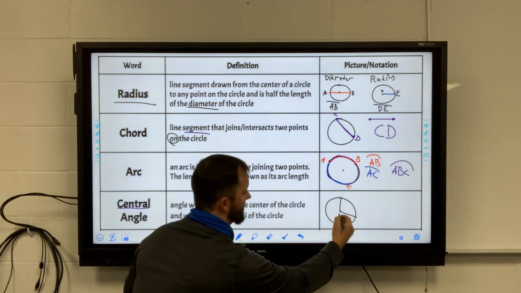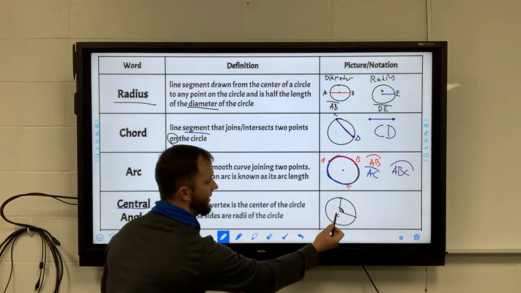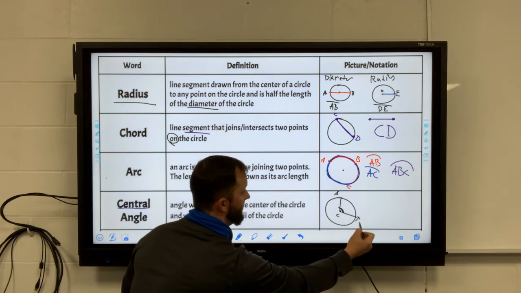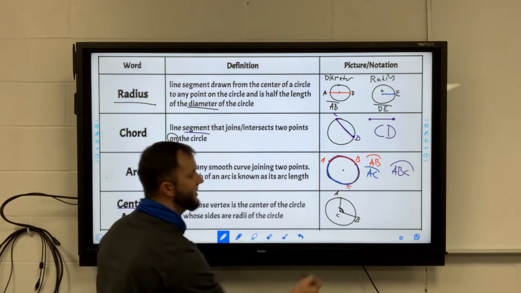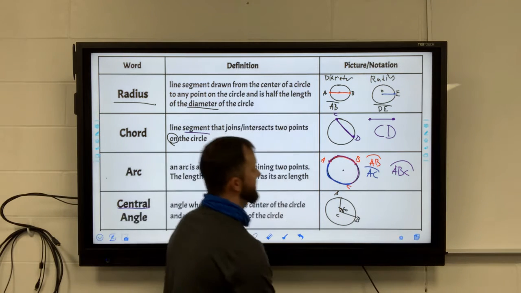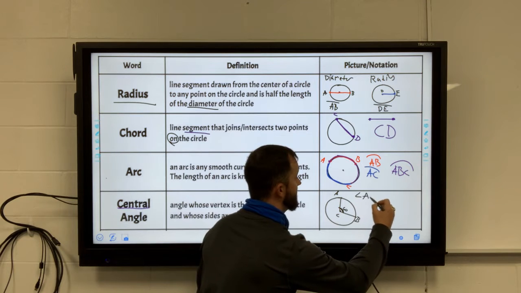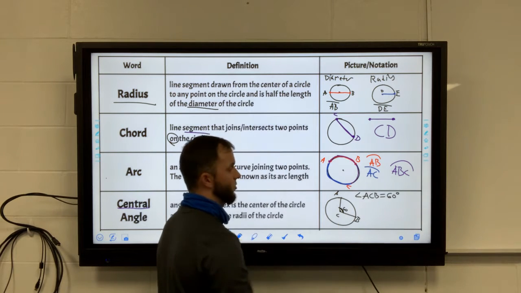So when I draw this, let's say this is point C, this is now going to be my central angle because it's including the center of the circle. So let's go ahead and say this was A and this was point B here. So that means angle ACB is going to be my central angle. And let's go ahead and say this central angle is 60 degrees. So with that being said, I would then say angle ACB is going to be 60 degrees because that's my central angle.